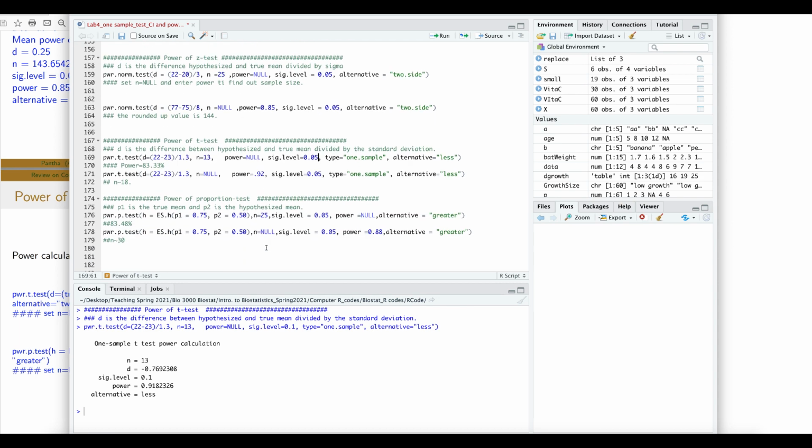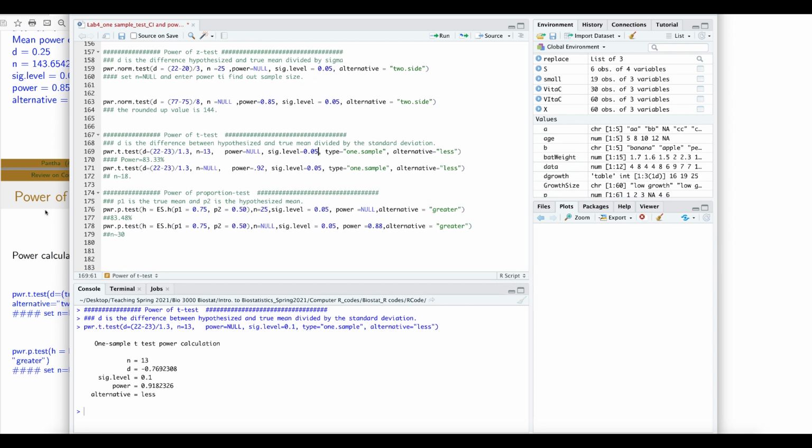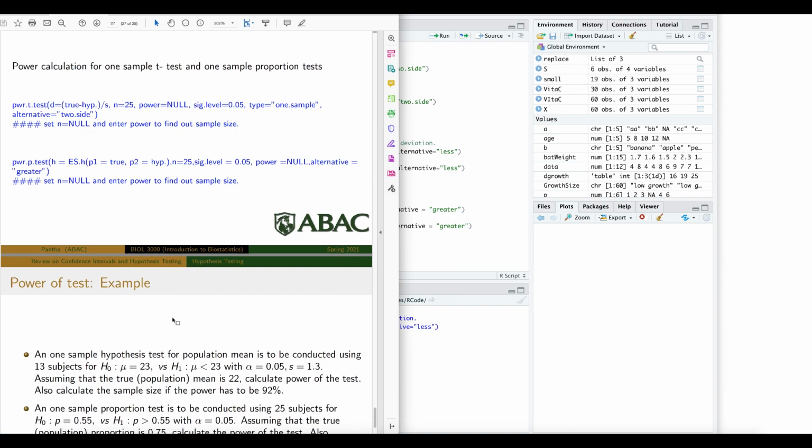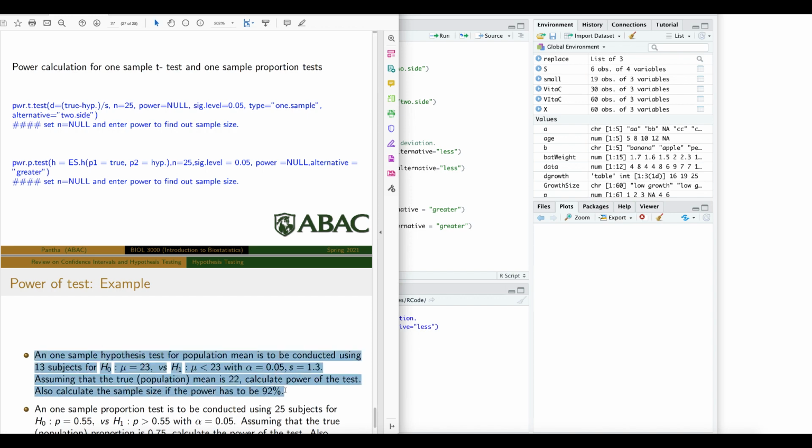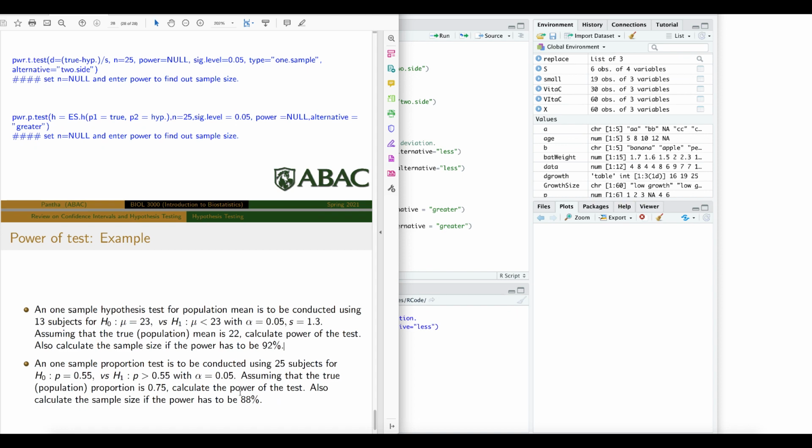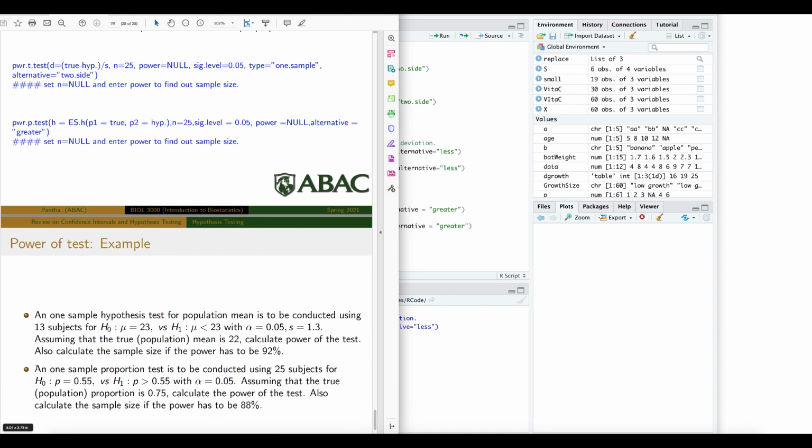Okay, guys. So to find out the power of the proportion test, what you do here, you see the power of the test. This is the example that I just did. Now I want to do another example with the power of the proportion test. This is how you do pwr.p.test, h equals es.h, and then p1 is the true mean and p2 is the hypothesized mean, and n is the sample size, the significance level, and so on. Okay, and then the alternative is greater, you can do two-sided, less or greater, it doesn't matter.